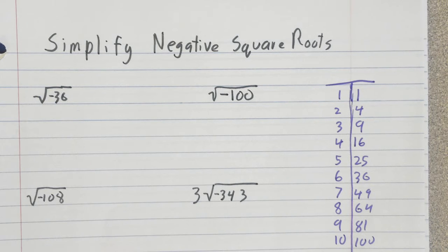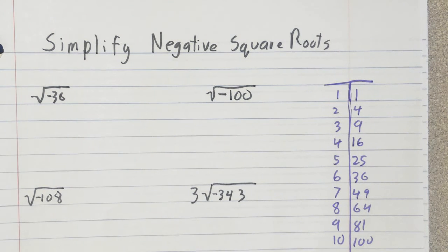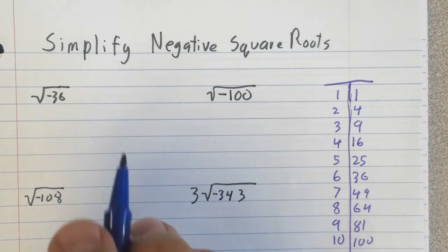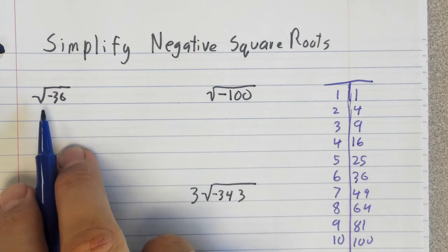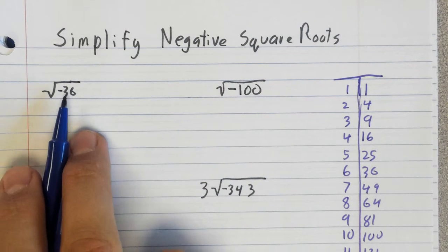We are now going to simplify negative square roots. You will see this several times on your next test. You will need to do this for the quadratic formula whenever you're finding your roots with imaginary root solutions. First one we're going to work with is 36.